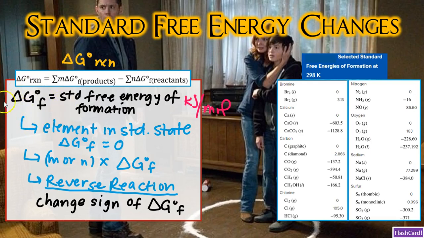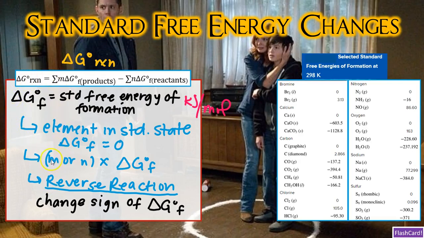So delta G naught of formation is the free energy change when 1 mole of a compound forms from its elements in its standard state. So when I always say, oh, delta G naught can be kilojoules or kilojoules per mole, it's because we are using standard values for our variable. Before it was delta H naught and delta S naught. This time it is going to be delta G naught.